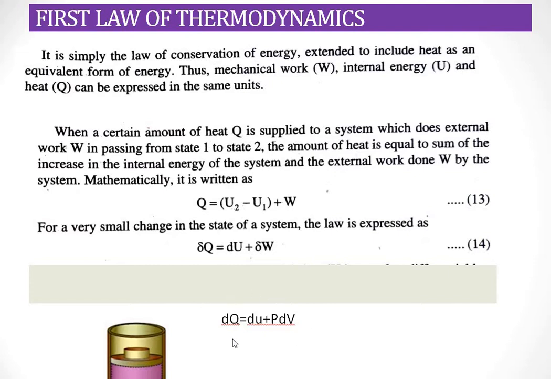What about the isochoric process? In an isochoric process, we know that the volume is constant, which means dV is equal to 0. So in the case of an isochoric process, dQ is equal to dU. And in the case of an isobaric process, there is no change: dQ is equal to dU plus pdV. These are the first law of thermodynamics at different conditions, when the system is in an isothermal, isobaric, isochoric, or adiabatic process. So we discussed the first law for different processes.